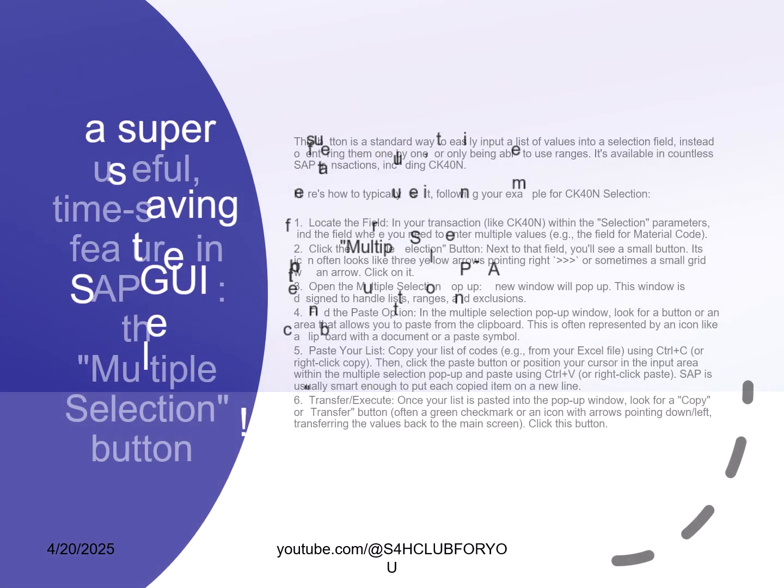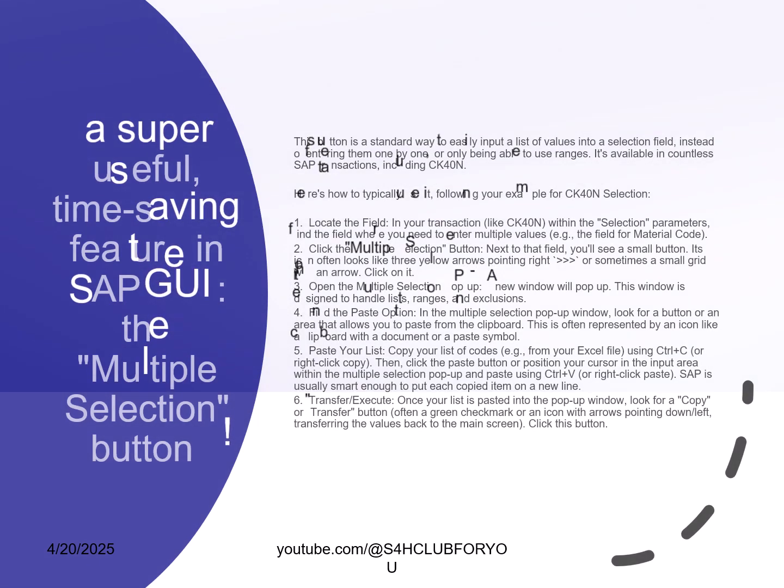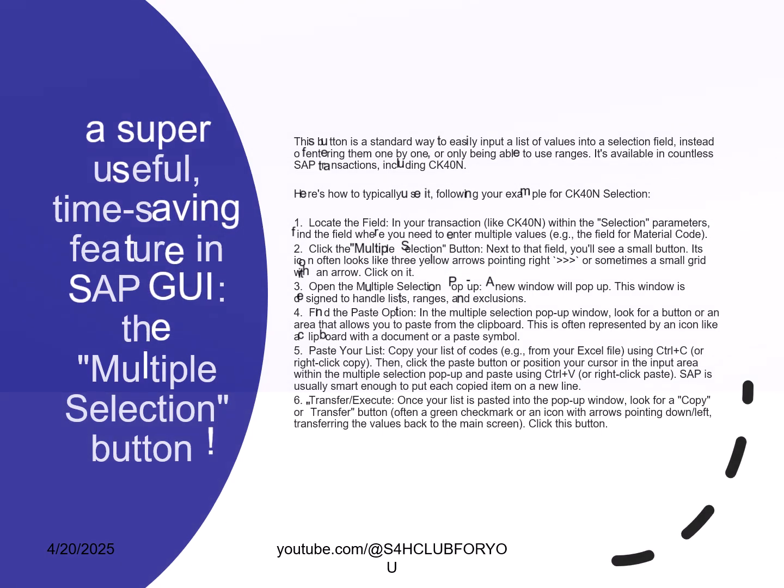Let's save some time. Okay, so what's the big pain point? What problem are we actually solving here? Well, think about CK40N, running costs for materials. If you have a specific list of materials, not just a range, entering the codes one at a time is incredibly slow. And ranges don't always cut it if you need these specific items, not those. Okay, I see. Super inefficient. Totally. This feature directly tackles that inefficiency.